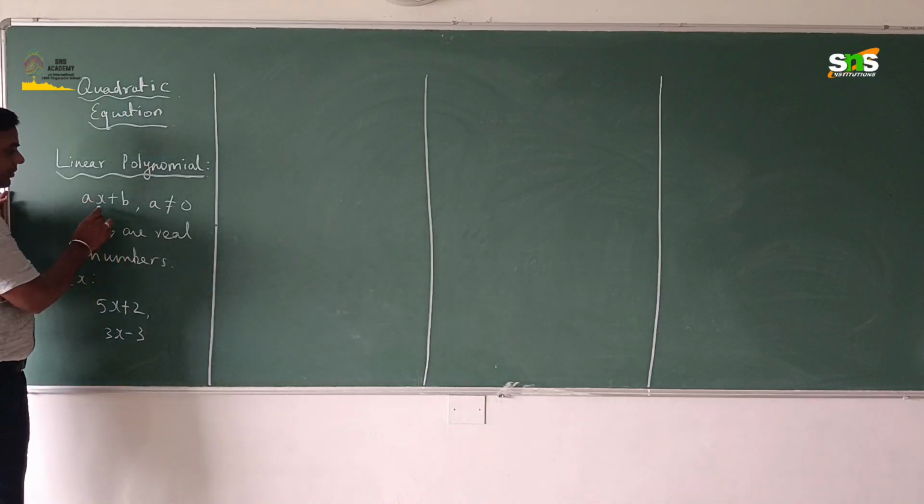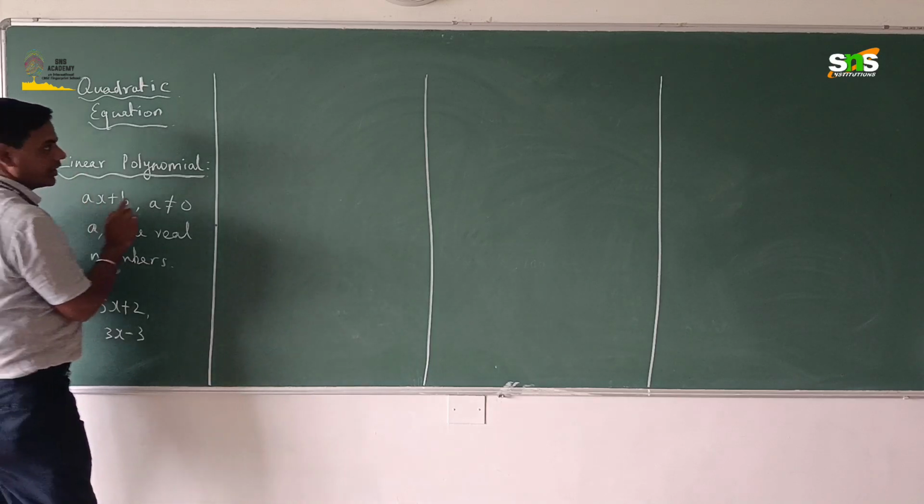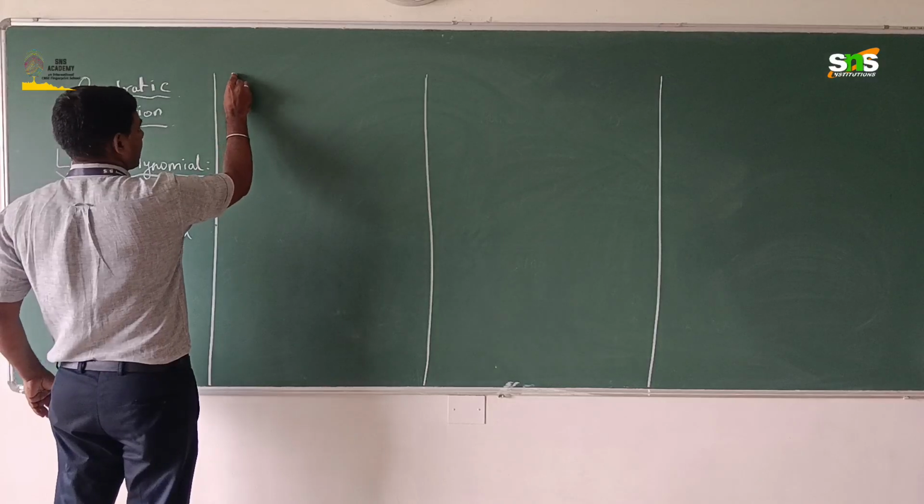Here the power of x is 1. Because of that it is called a linear polynomial, and for this we get only one solution.